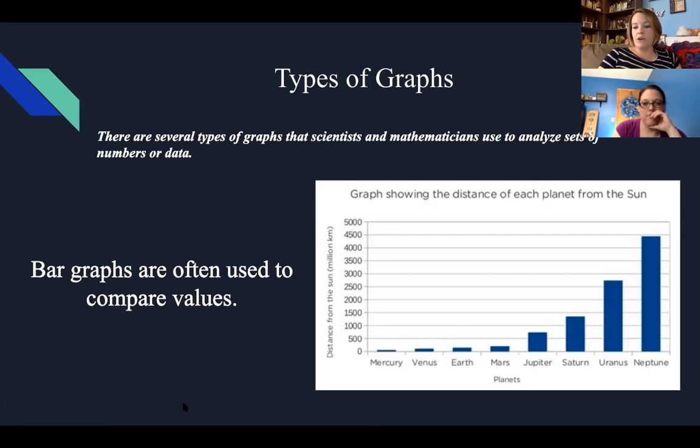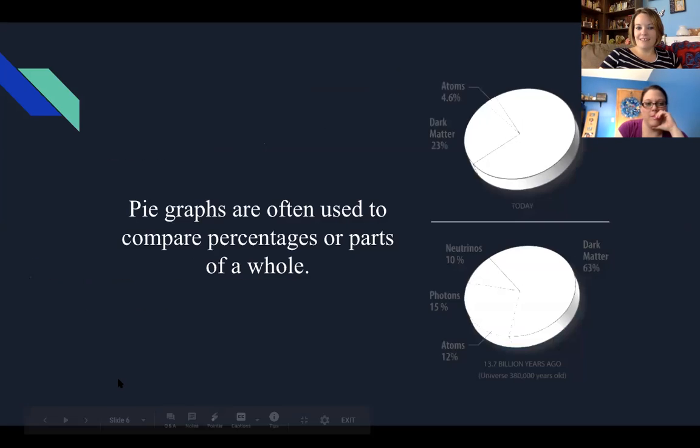So this graph is showing the distance of each planet from the sun. So if you look, Mercury is a smaller distance because it's not even from 0 to 500, but Neptune is all the way up close to 4,500. So this is a bar graph.